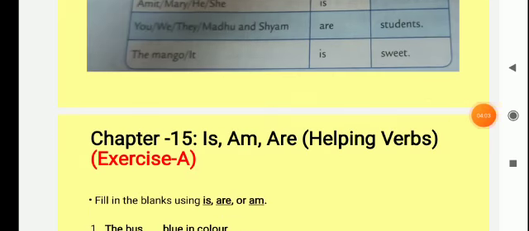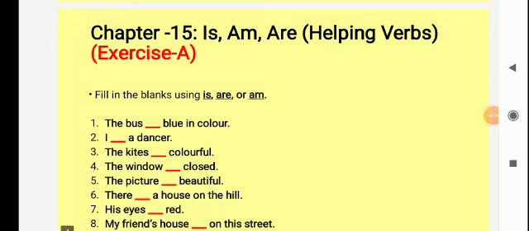Now we come to Exercise A. Fill in the blanks using is, are or am. The bus dash blue in color. The subject here is singular. So what will come here? Is. The bus is blue in color. Question 2. I dash a dancer. So with I, what do we use? Am. So the sentence will be, I am a dancer.